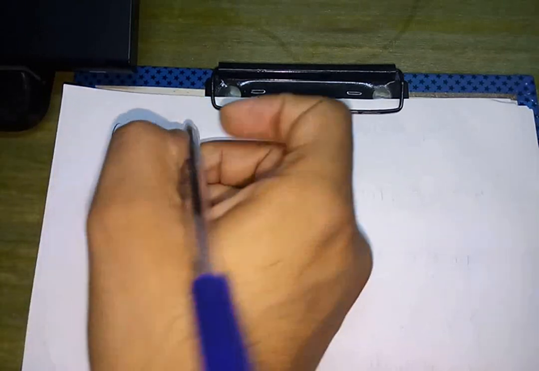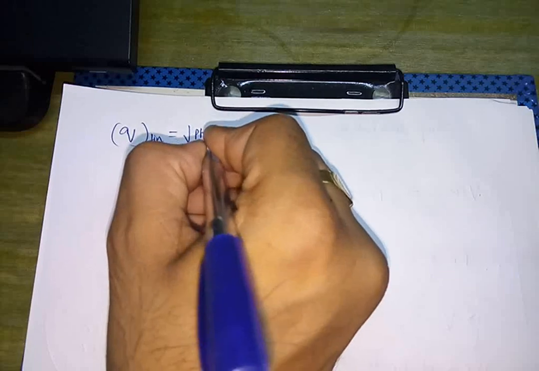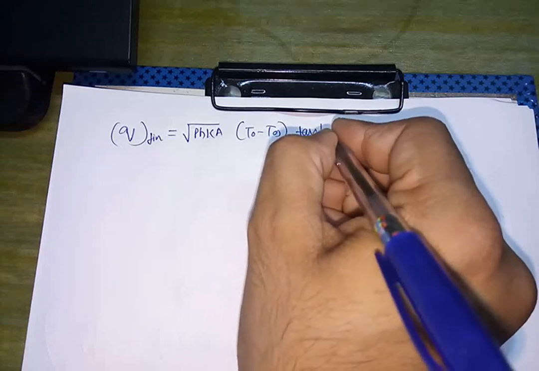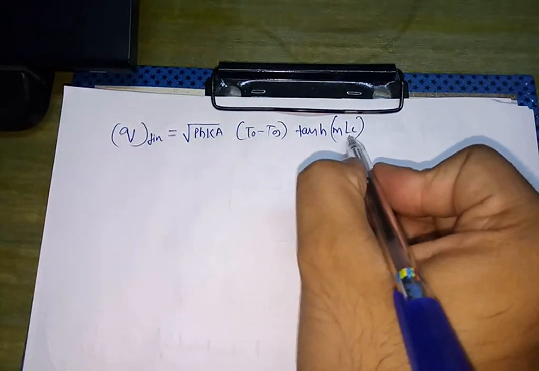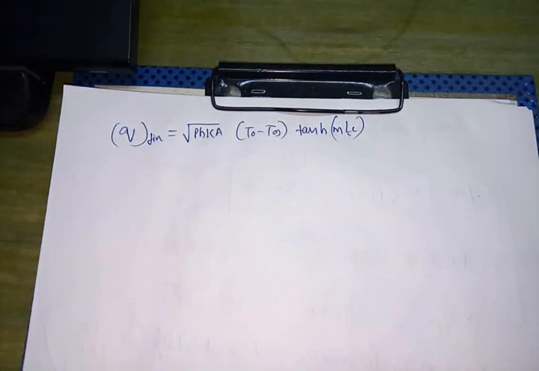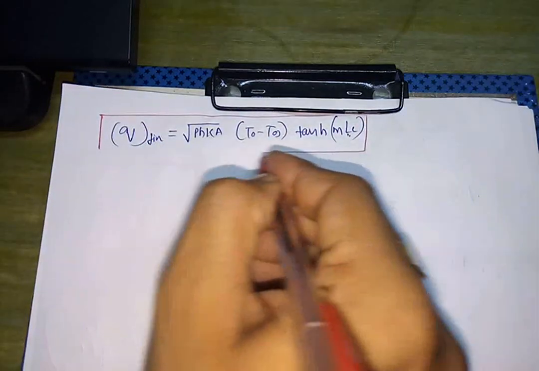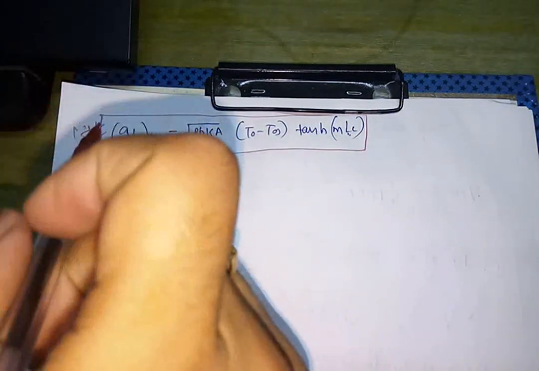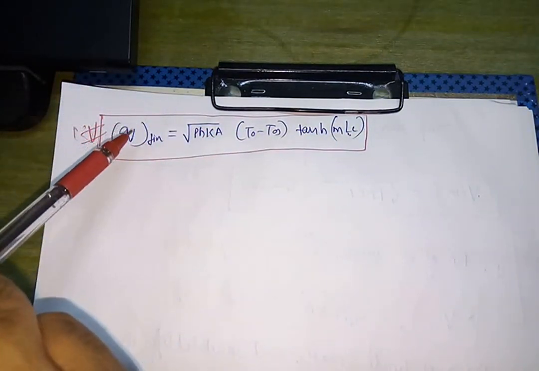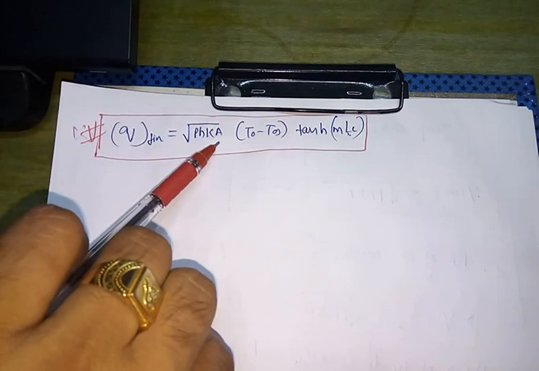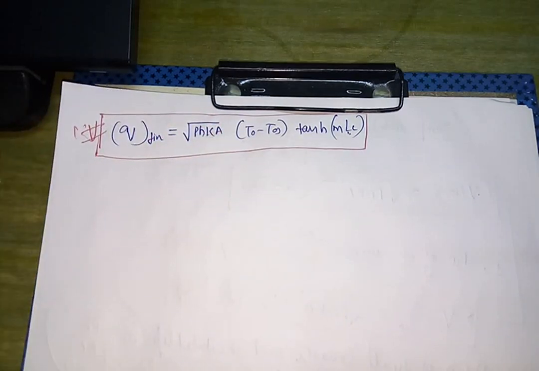Now for the third case, if I wish to write down the Q conduction through the fin, that will be equal to under root PhKA (T naught minus T infinity) tanh(m Lc), where Lc is the corrected length. This is the corrected length, not the characteristic dimension. So this formula also needs to be remembered. This is also a very important formula. So we have now discussed all the three cases of the fins, their conduction and heat transfer formulas, along with the temperature distribution profiles in each case also.